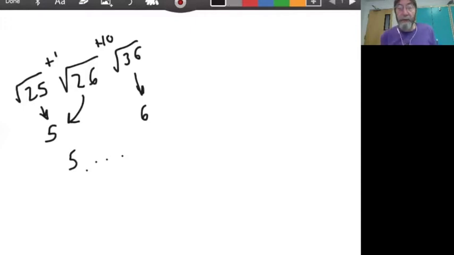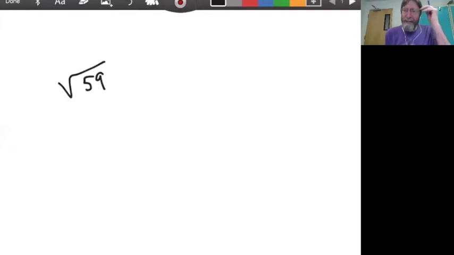But for our purposes, we just want you to be able to tell us to the nearest whole number, the closest integer, what these square roots are. Let's do another one. Let's suppose we had the square root of 59, and we wanted to find out what that is. Now, 59 is not a perfect square. It's not on our list.